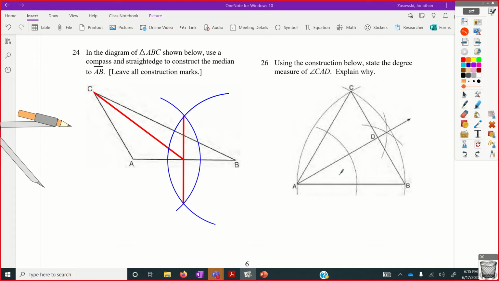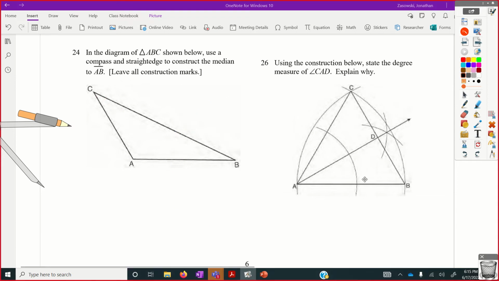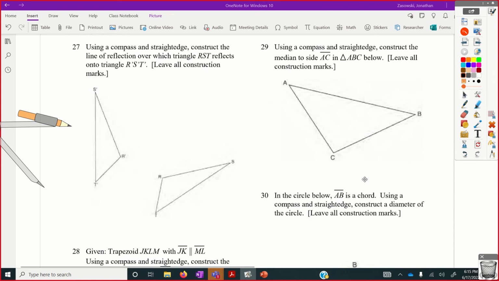We talked about 26 yesterday. This is the equilateral triangle construction. And then this is the angle bisector. So these two angles here would be 30. And that's what CAD would be. Line of reflection is just the perpendicular bisector. So just make a football. Once again, we have the median to side AC. So midpoint, and then draw B to the midpoint there.